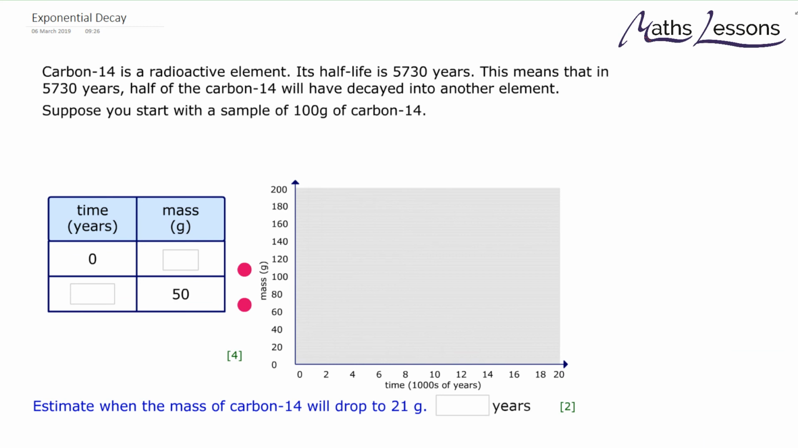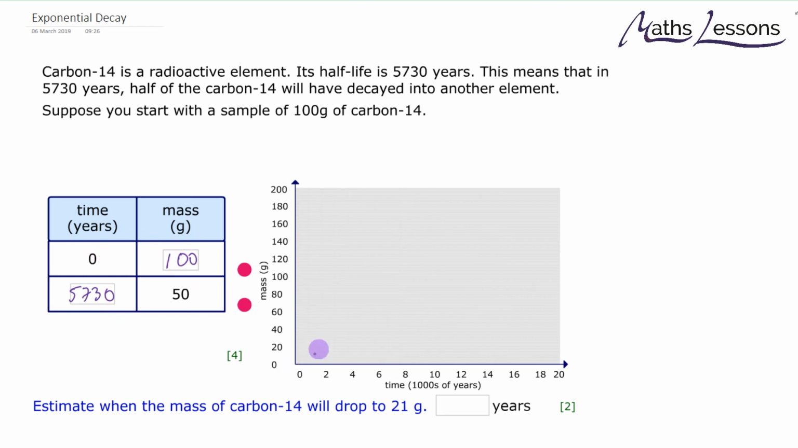Right, okay, so we've got a half-life problem here. A radioactive element has a half-life of 5,730 years. This means that half will decay into another element. Suppose you start with 100 grams. Now, we want to know the time it takes to get to half of that. Well, it's given by 5,730.